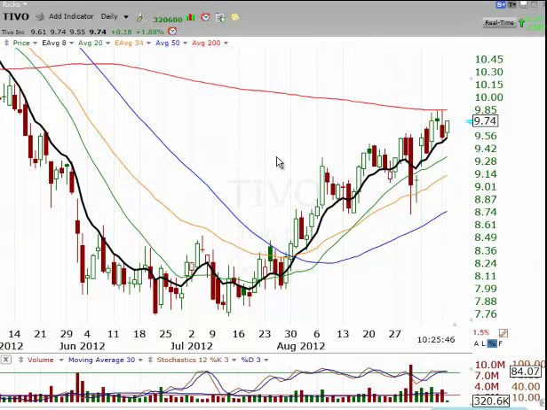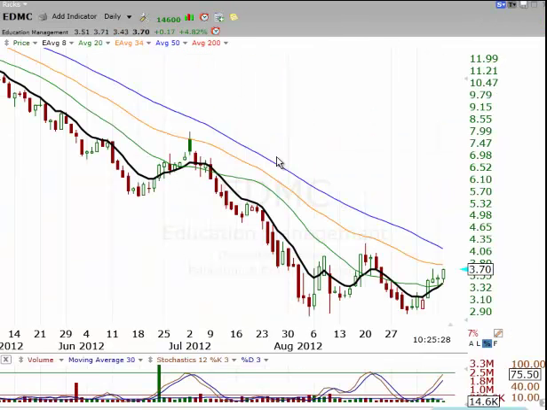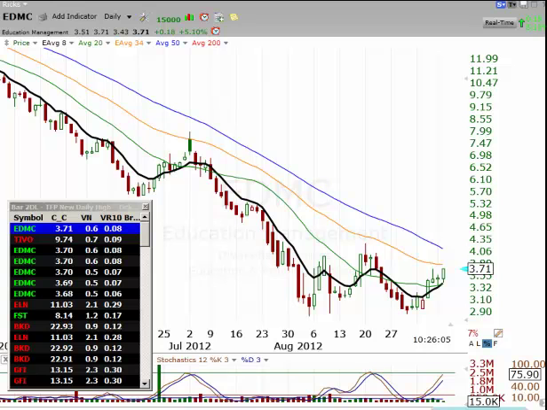Let's go look at EDMC. Now here's EDMC. You can see it coming out of a low, and then it starts moving up. So it's just a real nice little up and back kind of thing, a real fast J-hook there, right in here. So well worthwhile, I think.